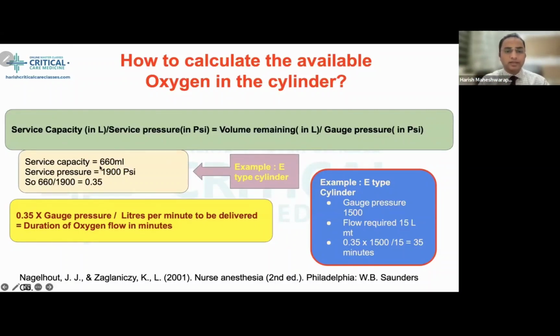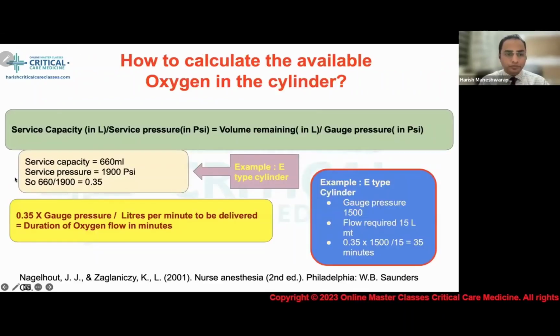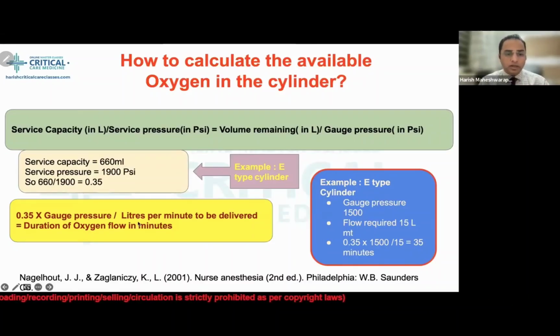So if service capacity is 660 liters, that is for the E type of cylinder, and service pressure is 1900 PSI, then service capacity divided by service pressure equals 0.35. Then 0.35 into gauge pressure, divided by the flow per minute to be delivered, equals the duration of oxygen flow in minutes.